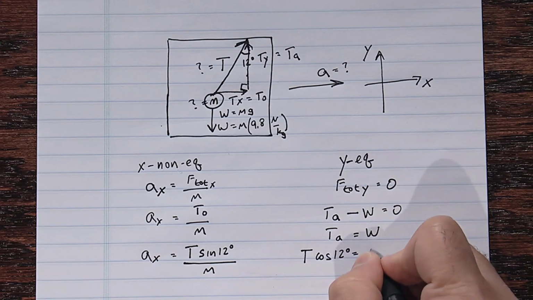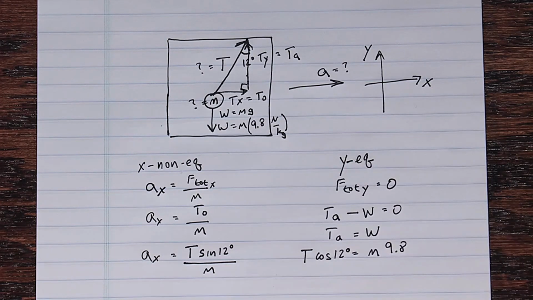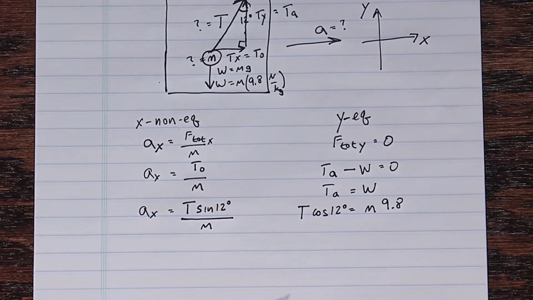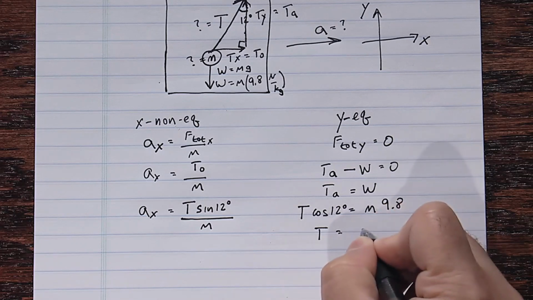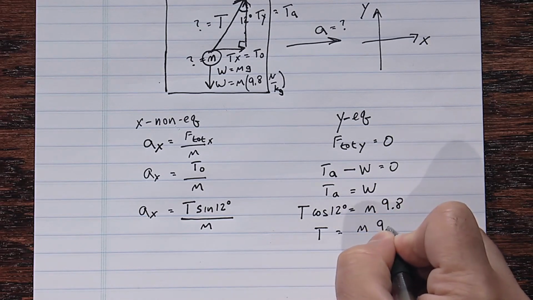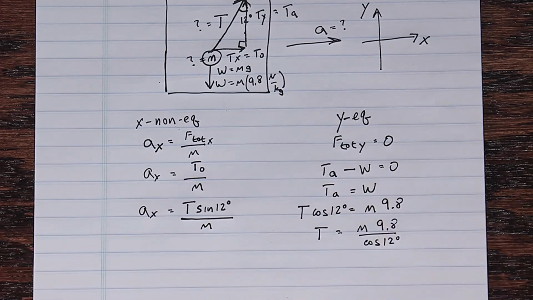And we know that weight is equal to the mass times 9.8. And I'm not going to write my units. We're in basic metric units, and I know that, so I can have confidence that my answers will also be in basic metric units. So we know that tension cosine of 12 degrees is equal to whatever the mass is, times 9.8. Well, let's solve that for tension. We'll divide both sides by cosine of 12. And we have tension is equal to mass times 9.8 divided by cosine of 12 degrees.